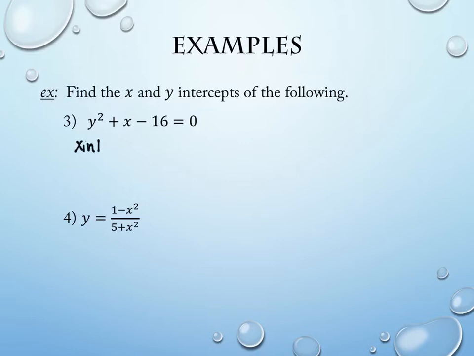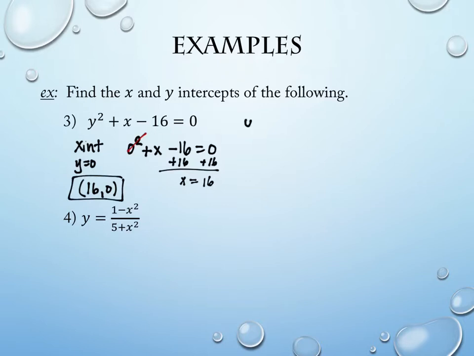So my x-intercept, which is when y is equal to 0, is where I'll start. So this is 0 squared plus x minus 16 equals 0. And 0 squared, of course, goes away. So what would I need to do to solve x minus 16 equals 0? Add 16. Yep, add 16. So x is equal to 16, giving me my x-intercept, which is 16, 0.